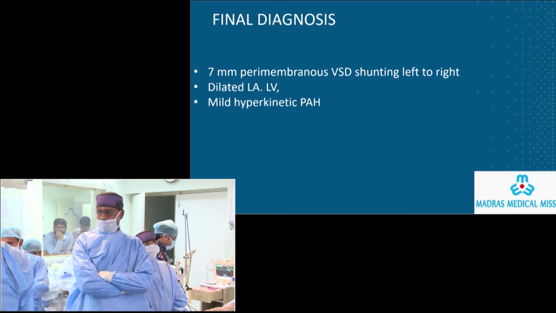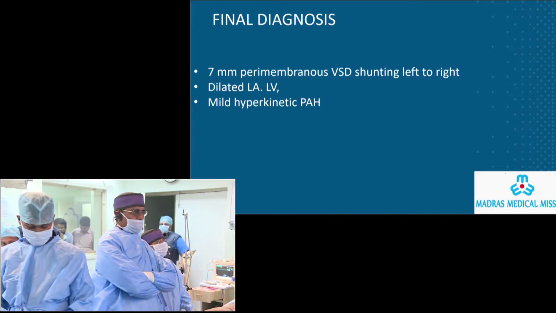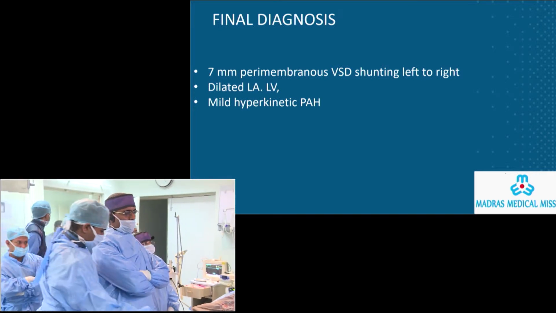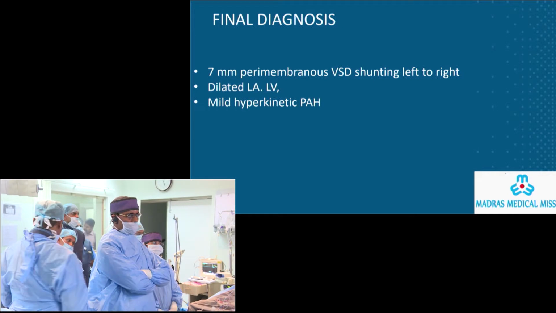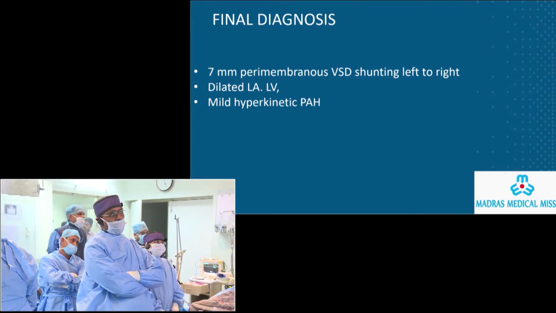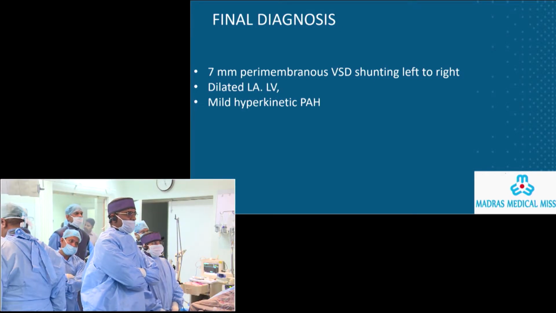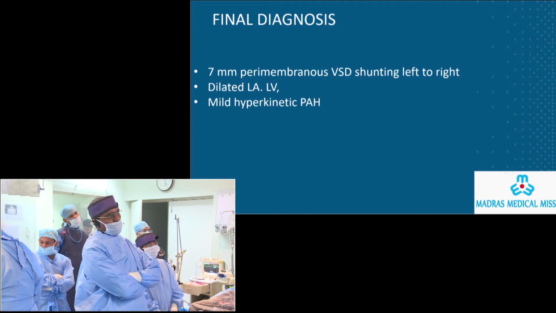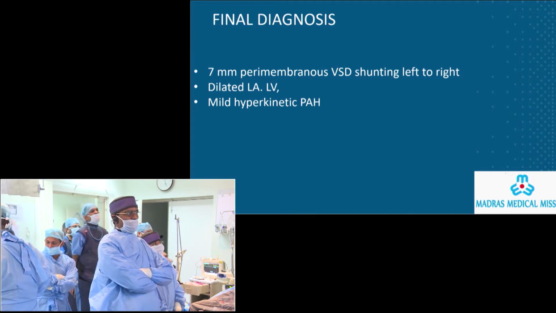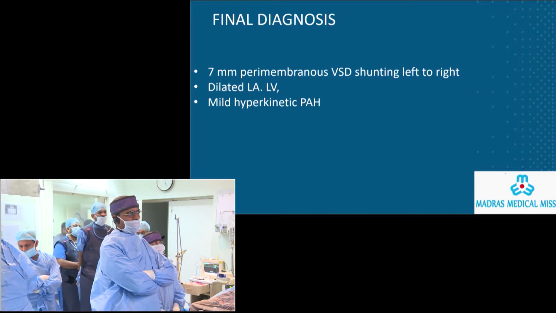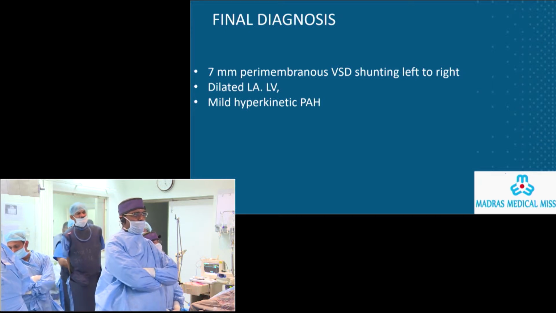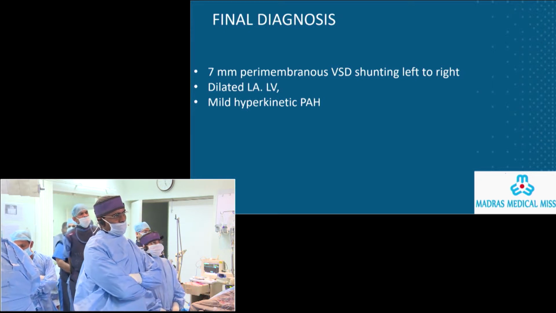Yeah, so what is the distance between the VSD and the valvular structures? How far is it away? Okay. Between the aortic valve and the VSD, there was about 4 millimeter separation. It was a thick sort of muscular gap. But in terms of tricuspid valve, it was reasonably closer.